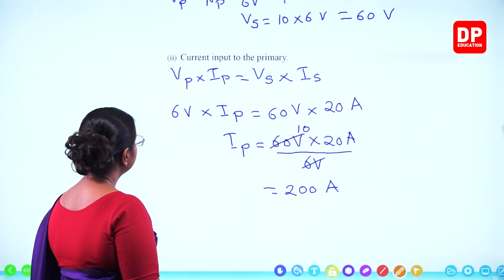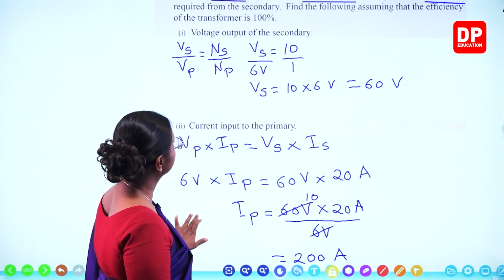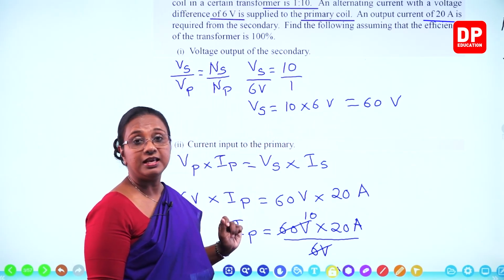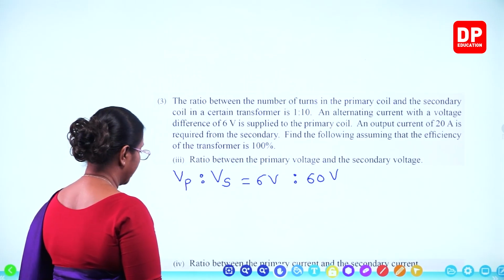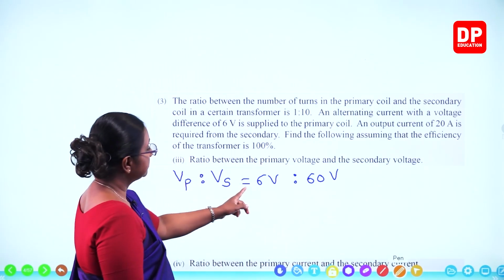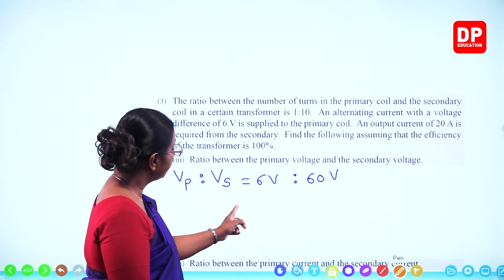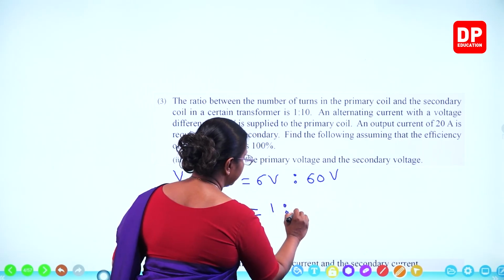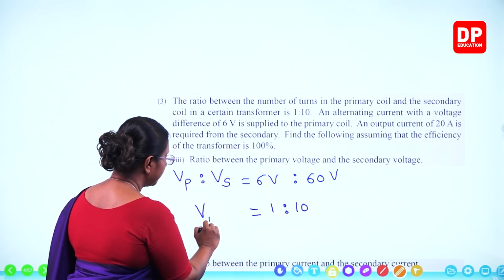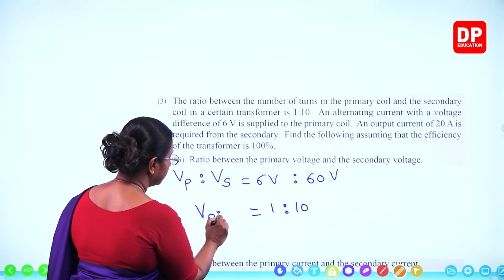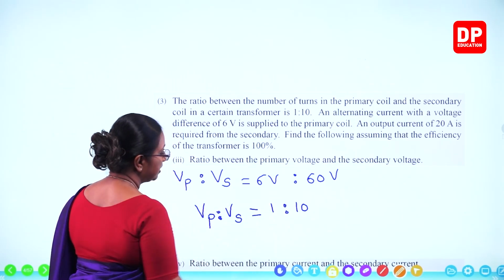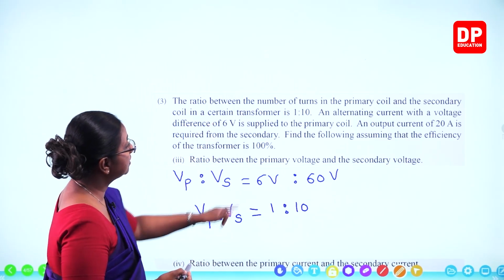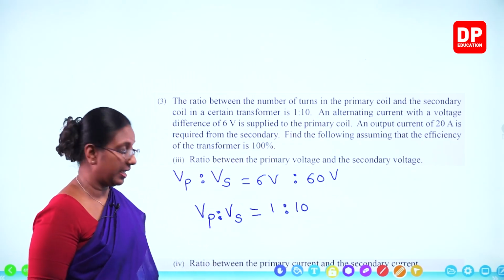You all can remember V primary is 6 volts and V secondary we calculated as 60 volts. If I go back, you can see here we calculated the values. V primary was 6 volts and V secondary is 60 volts. So there you can see 6 volts to 60 volts. From that, if you get the ratio, what will you get? 1:10. So V primary is to V secondary is 1:10. That is the ratio, step-up transformer. The number of turns is also 1:10.